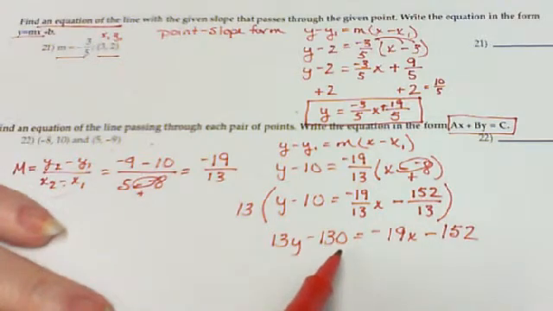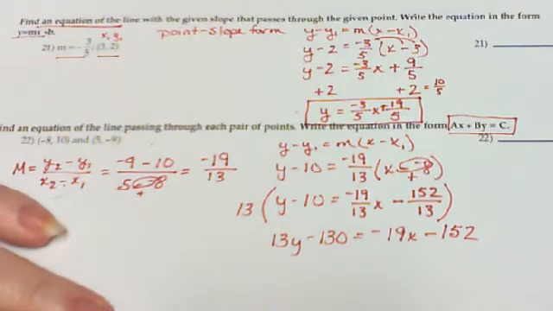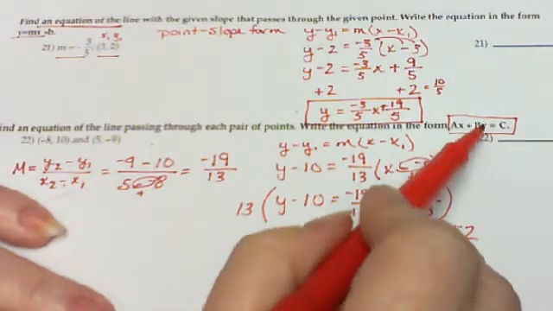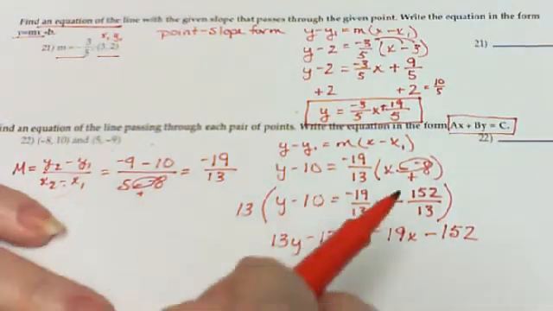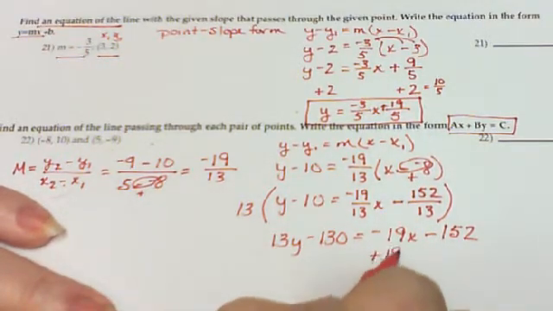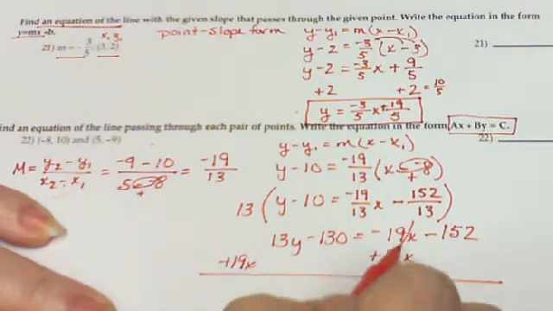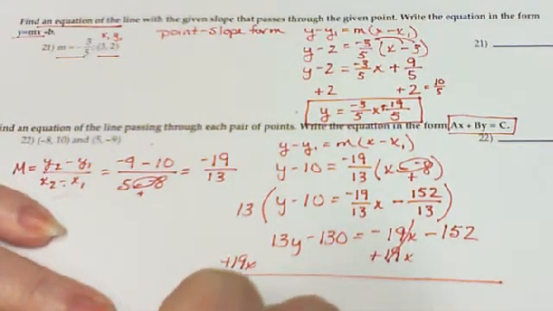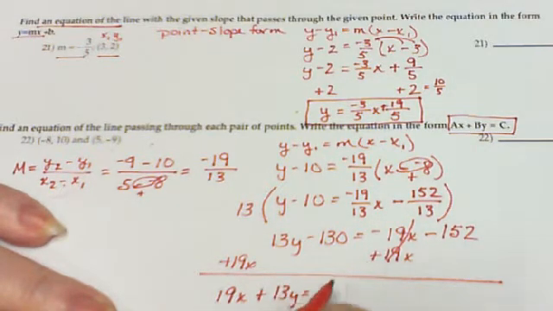So right now, I need to make sure that it looks like this form. Not that it looks like y equals mx plus b, but this form also has my x on the left-hand side with the y. So the first thing I'm going to do is move that 19x. When I do that, that gives me a positive 19x plus 13y minus 130 is equal to negative 152.